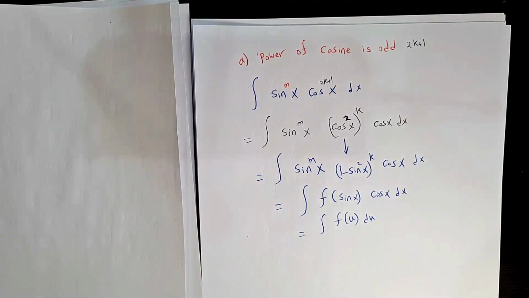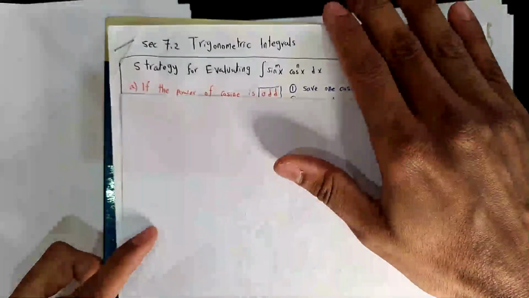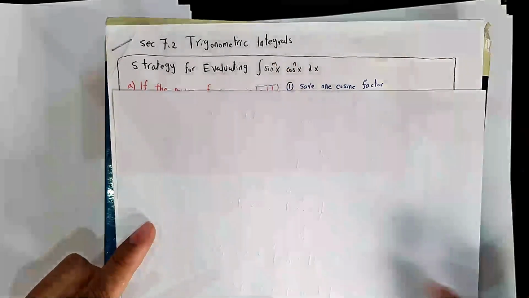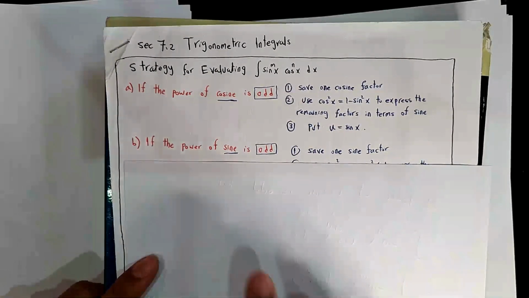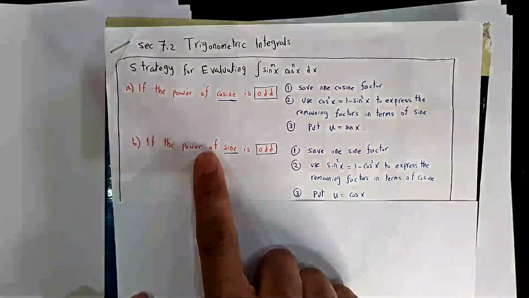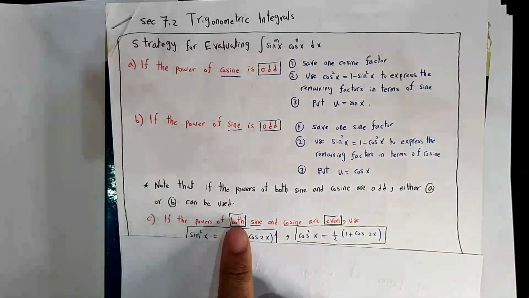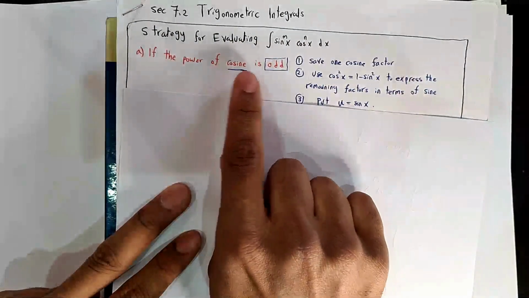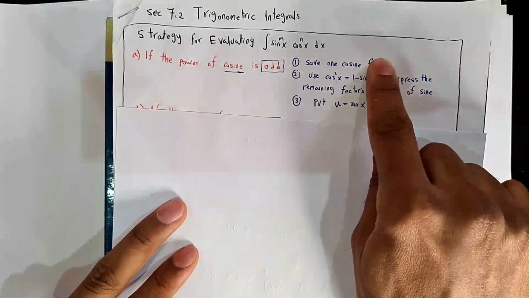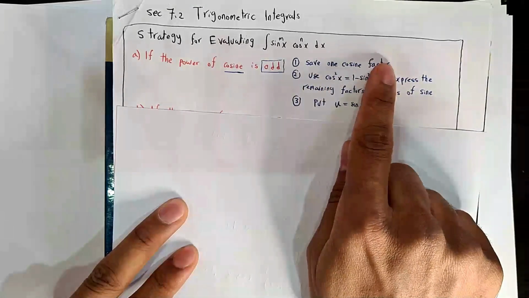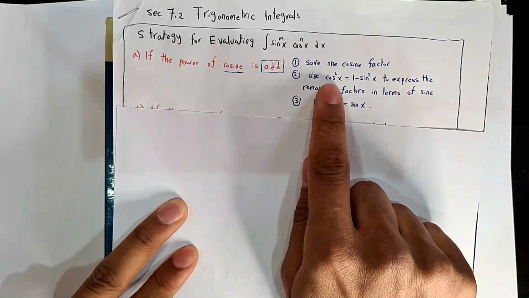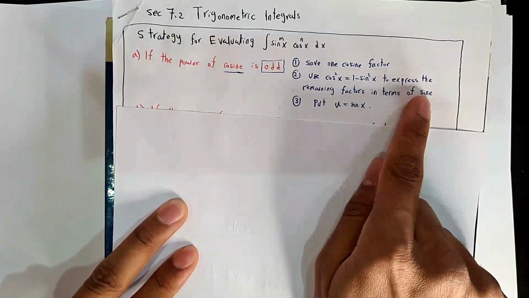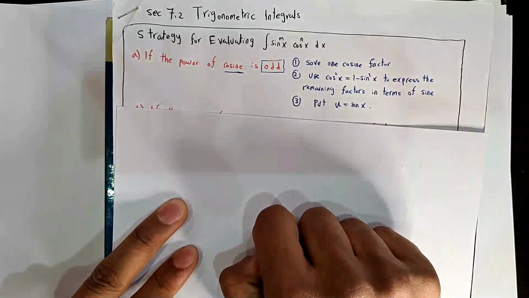I will summarize these steps in the following note. First, we will start with the strategy for evaluating integral sine to the power m, cosine to the power n, x dx. We have three subcases. If the power of cosine is odd, if the power of sine is odd, if the power of both sine and cosine are even. Let us start with this one. If the power of cosine is odd, as I said in the explanation, save one cosine factor. Then use this identity, cosine square equals 1 minus sine square, to express the remaining factors in terms of sine only. Then you need to put u equal to sine x.